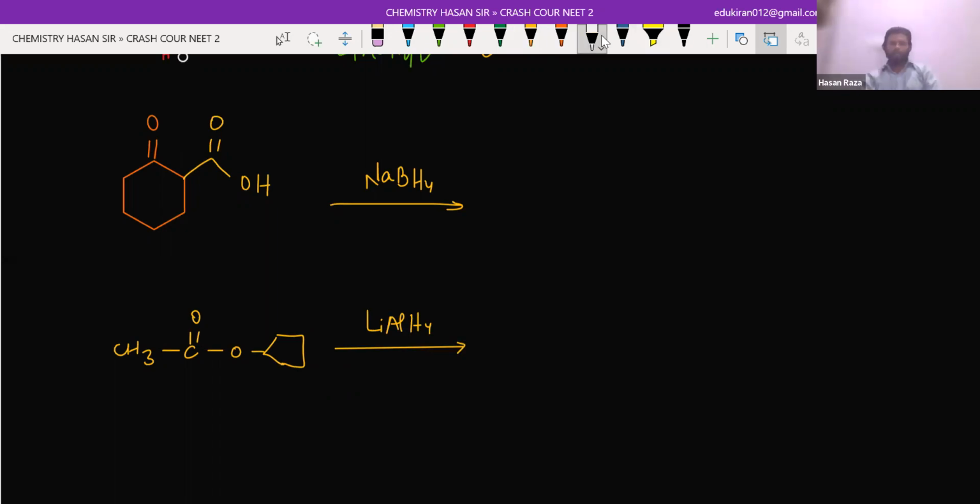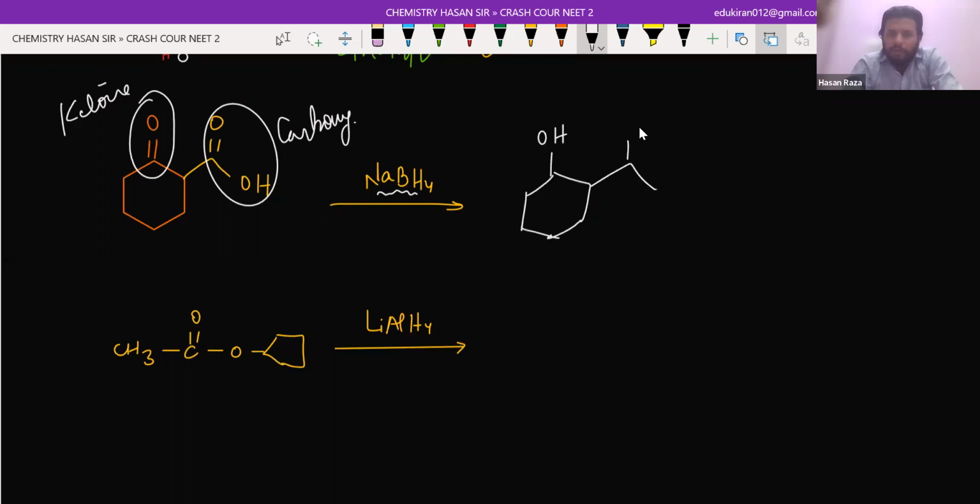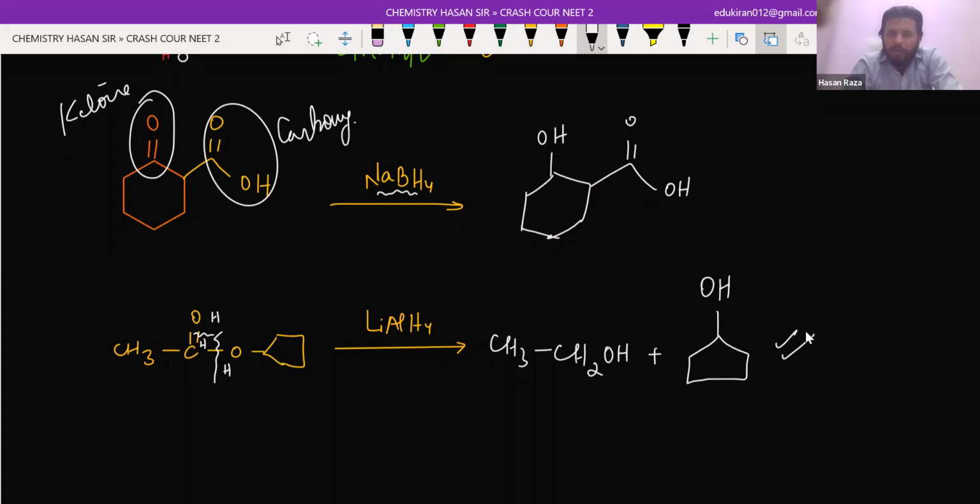See, are you done with this? Now you have to recognize this functional group. This is your ketone and this is your carboxylic acid. NaBH4 is a mild reducing agent. It cannot reduce carboxylic acid, but it can reduce the ketone. So the ketone will be reduced to alcohol, but the rest will stay as it is because it cannot reduce carboxylic acid. To reduce this ester, hydrogen will be added here, and again hydrogen and hydrogen here. So this is what you will get, CH3CH2OH, and then this is cyclopentanol. So it's very easy, I think.